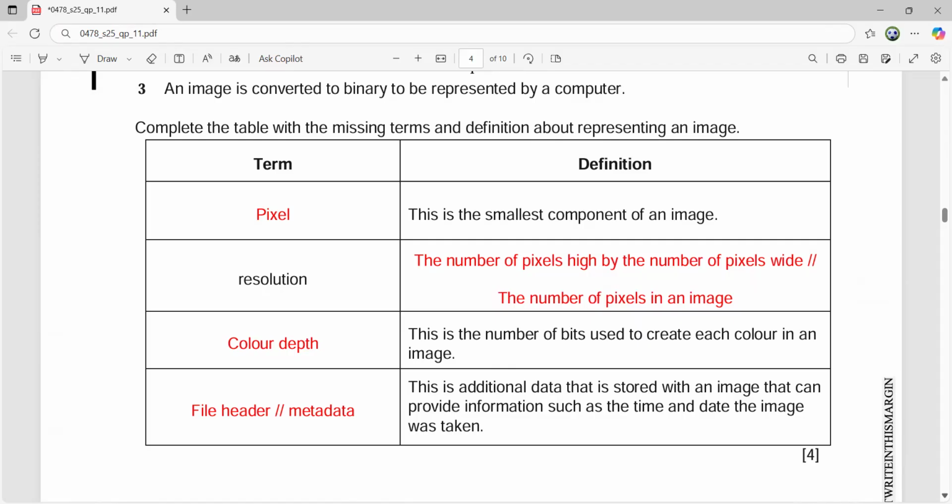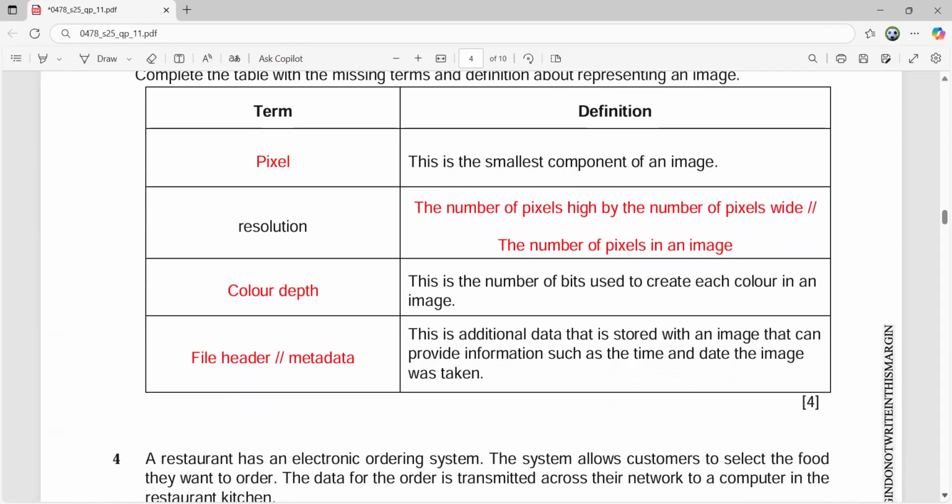Now, just an example. And this is actually the information that is stored in a file header, or you can simply say metadata. That's perfectly okay. If a student wrote file header or metadata, then both options are correct, and you will be able to score 4 out of 4 easily.